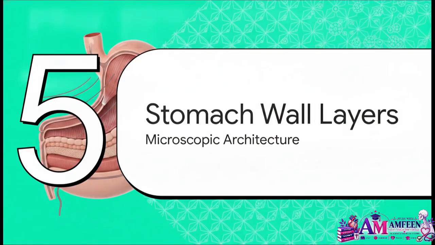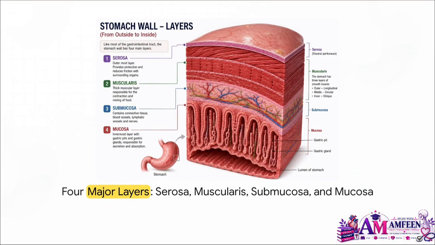All right, Section 5. Stomach wall layers. Now let's zoom in and look at the wall of the stomach. Like most parts of the gastrointestinal tract, the stomach wall has 4 major layers. From outside to inside, they are serosa, muscularis, submucosa, and mucosa. The outer covering is the serosa. It provides protection and helps reduce friction with surrounding organs.